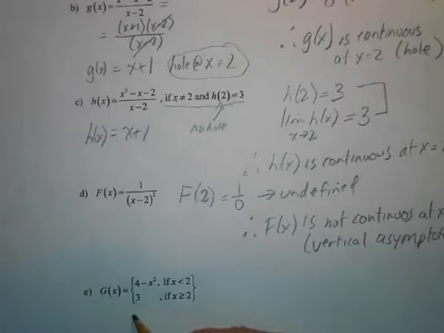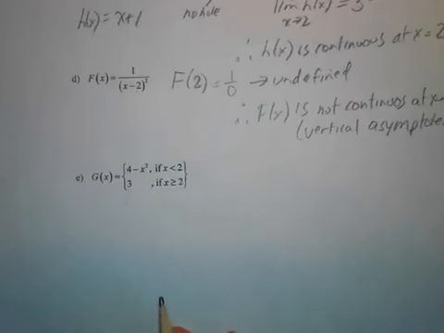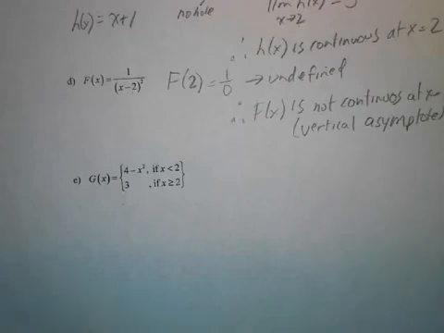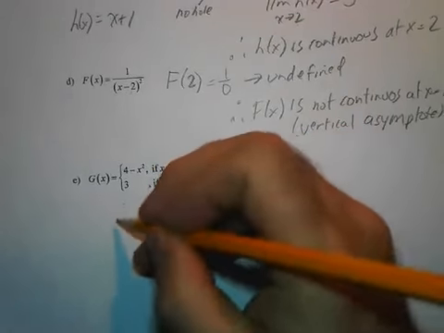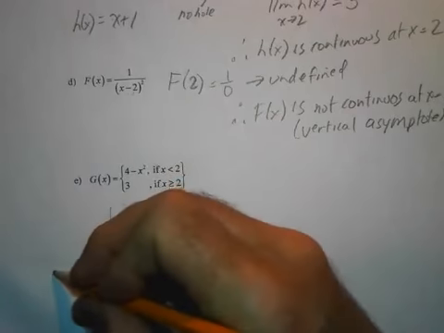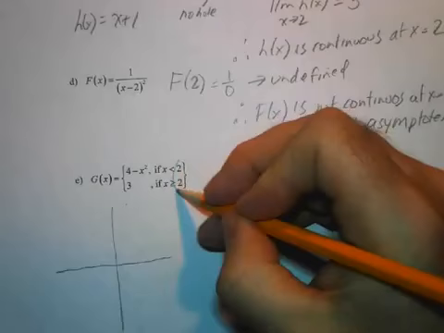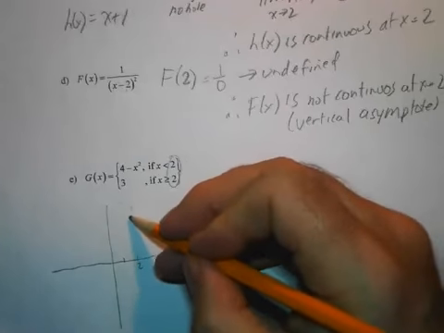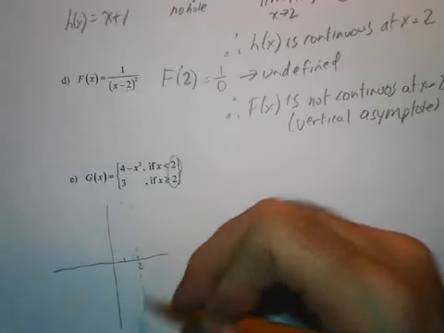Let's see what we have here. So this is our last example. We have a piecewise function. Again, not a bad idea to do a little sketch. Okay, and we're looking at x equals 2. That's where something interesting is going to happen.